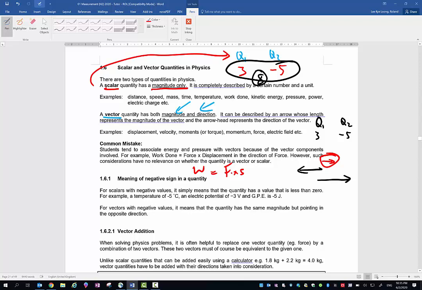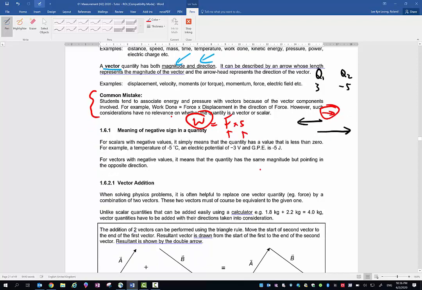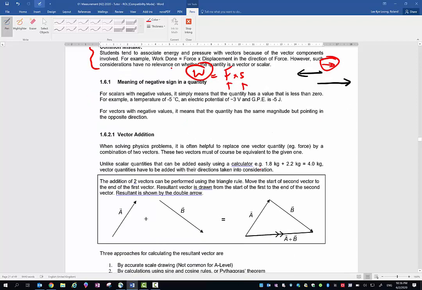But then if you take force times displacement, that is equal to work done. So please don't tell me that, because force is a vector and displacement is a vector, work done is a vector. No, work done is energy, and energy is a scalar. So this is what this is trying to say. Whether the quantity is a vector or scalar, you need to know it yourself. You cannot construct or derive it through a formula. So that's that. The meaning of a negative sign in a quantity for scalar and vector, I have already mentioned above.